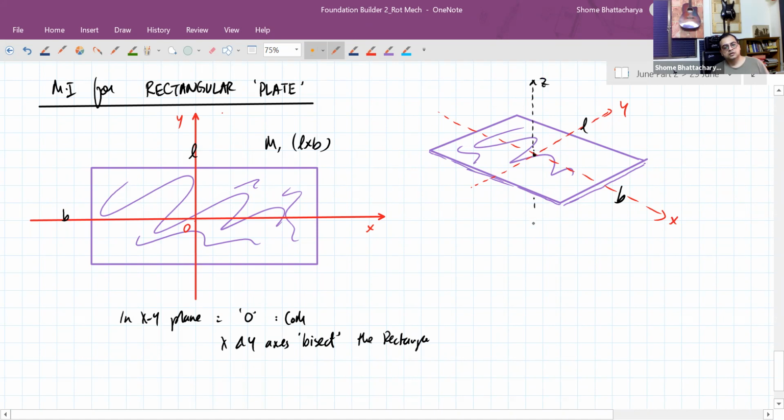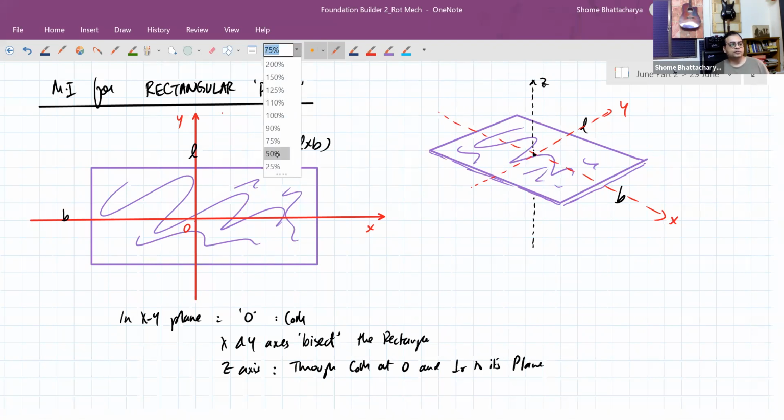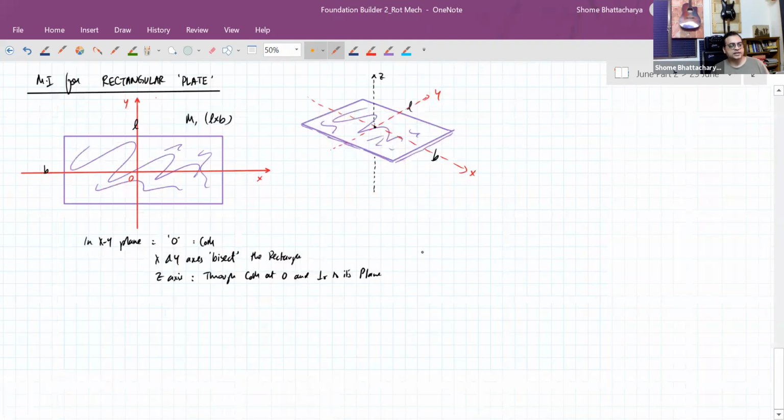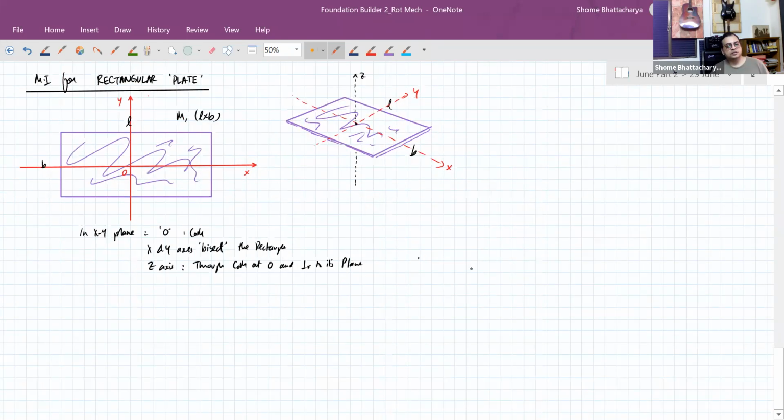It's perpendicular to the plane passing through the center of mass. So z-axis is through the center of mass at O and perpendicular to its plane. So let's start with calculation of moment of inertia about all these axes. I will find out Ix, Iy, and Iz. So let's start with Ix.